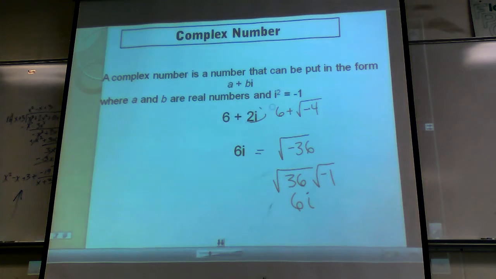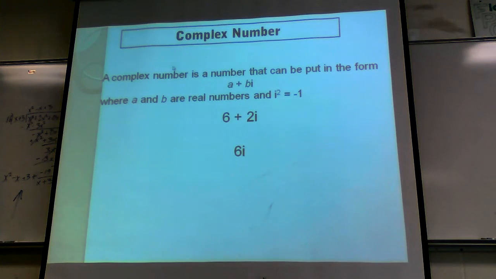But do have the understanding that this as a whole is a number. It's counted as a specific number, even though there's two terms to it, right? There's a 6 and a 2i. It's still counted as just one number. That's why it falls under the whole complex number thing. They're made up of two parts. Now, the stuff you guys are going to do with them today is your basic operations and maybe some basic simplification.